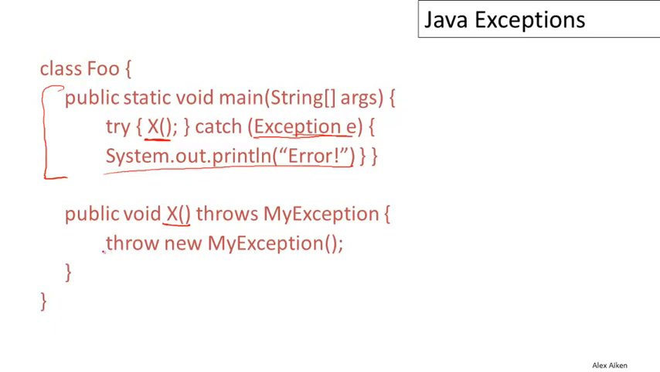So this function x allocates an exception object. This is just a value. This is just a class like everything else, but it has a special property that it can be thrown. So when we throw it, that's when x terminates abnormally, and we end up in the catch block of the try-catch expression back in the main method.